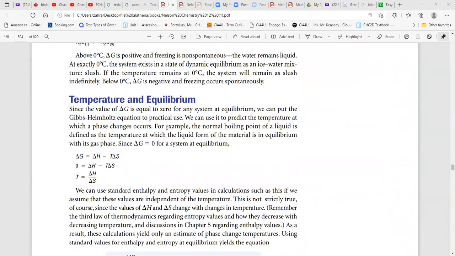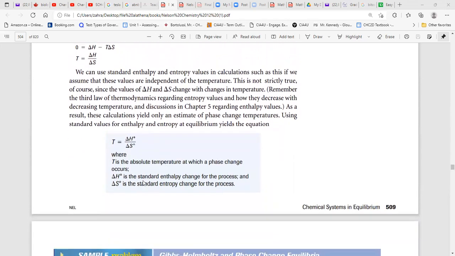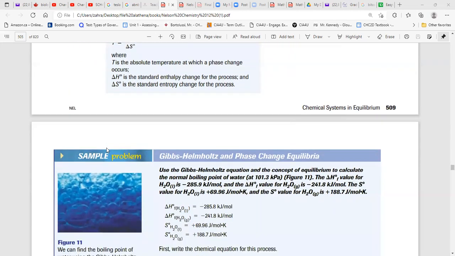Now, temperature and equilibrium. If delta G is 0, we know the system is at equilibrium, right? So put delta G as 0 and solve for T. So T is delta H divided by delta S, which will give you the temperature at which your system is at equilibrium. Here T is the absolute temperature at which the phase change occurs, meaning you're going from solid to gas, or gas to solid, changing a state.